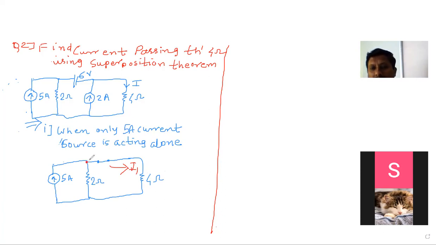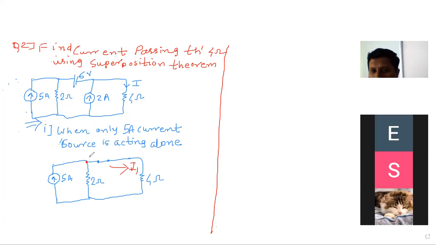Now how to find I1? That is the question. You can solve it by two different methods. Anyone can tell what these two methods are? Current division and nodal analysis. Anyone you can select and find the answer. Suppose I am using current division. So by using current division, we can solve this example.